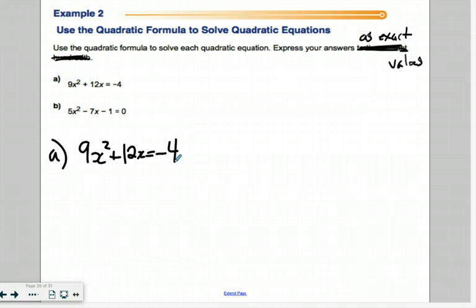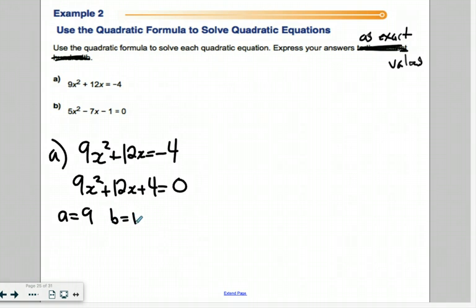Again, the first thing to remember is that you've got two rules before you can use the quadratic formula. One, it has to be in standard form, so that ax squared plus bx plus c equals 0. And in that same definition, it has to equal 0. So we need to make sure that we bring that negative 4 over before we start identifying our values of a, b, and c. So 9x squared plus 12x plus 4 equals 0, which now we can correctly identify our values: a is equal to 9, b is equal to a positive 12, and c is equal to a positive 4. Then we can go about trying to calculate our x-intercepts using the quadratic formula.